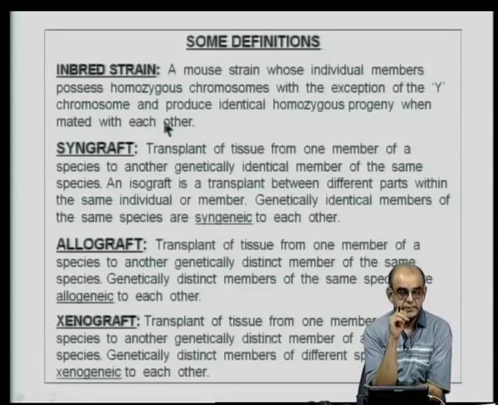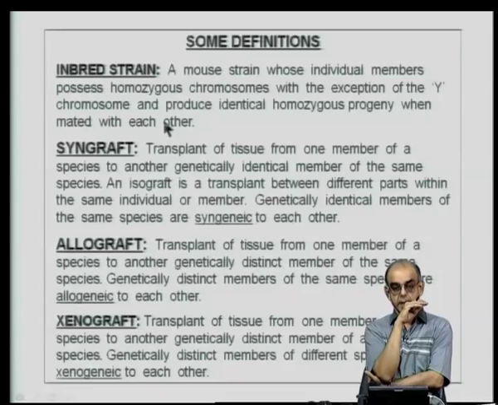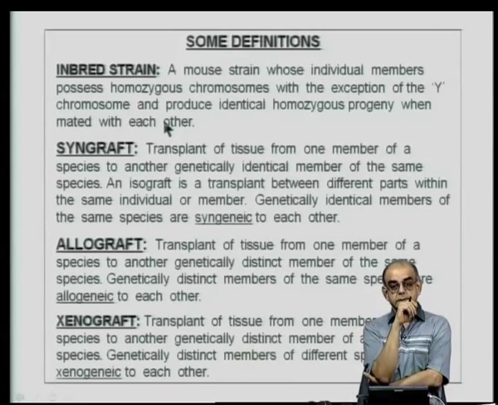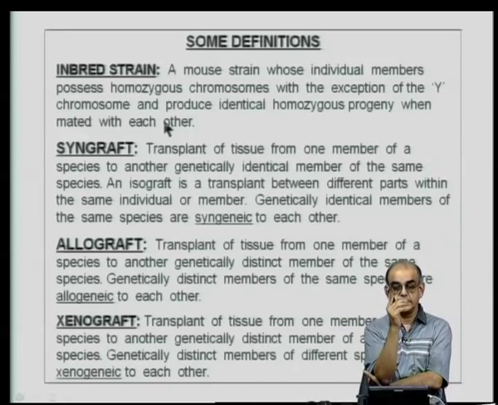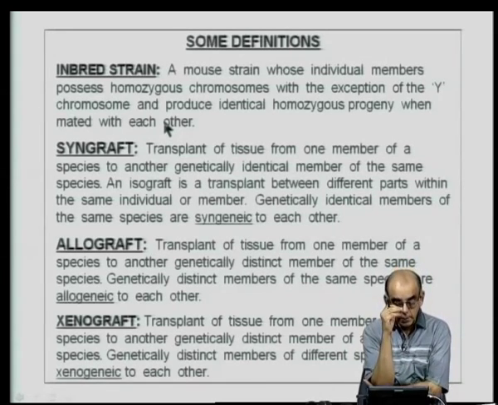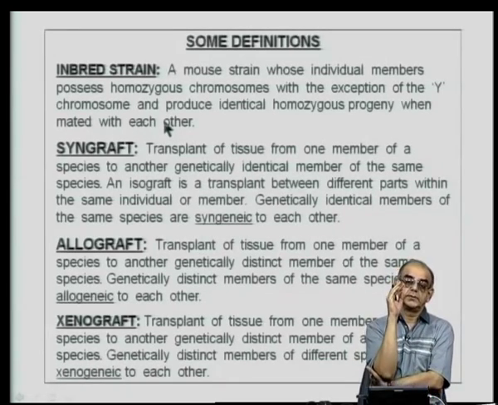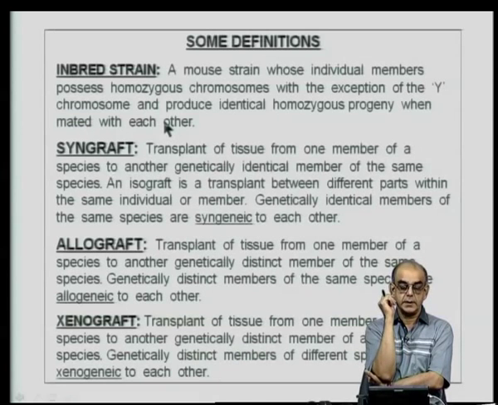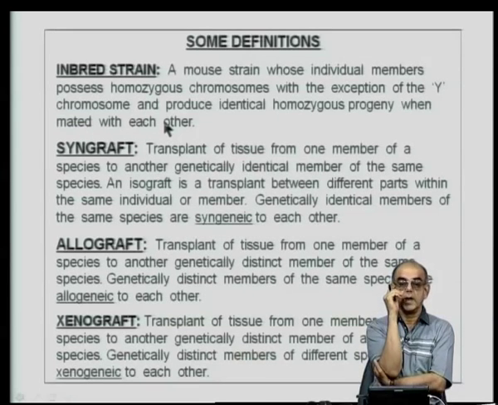As opposed to an inbred strain of mice whose chromosomes are identical except for the Y chromosome, wild mouse populations as well as human populations are not inbred, and therefore there is a wide variation in the sequences that are present within the genome of individuals, and therefore they cannot be considered inbred. So, in order to understand grafts, because we are going to deal with grafts, we need to understand the terms that are used with regard to grafts.